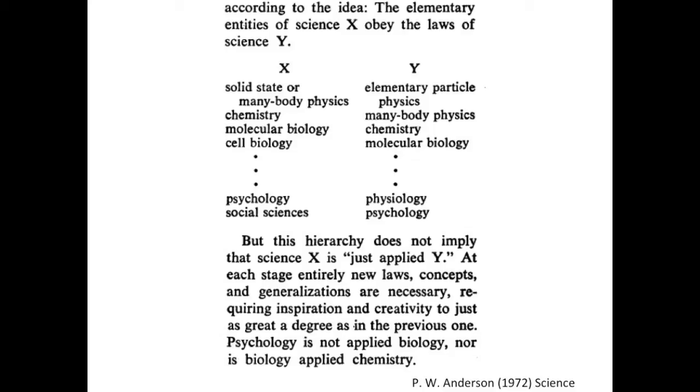So each of these steps, what he writes is that the hierarchy does not imply that science X is just applied science Y. At each stage, we need entirely new laws, concepts and generalizations, and they require inspiration and creativity to just as great a degree as in the previous one. Psychology is not applied biology, nor is biology applied chemistry. And so what he's saying here is that just because you've understood something at one scientific level, it's going to require lots of additional understanding to bring that up to the next level. And that's exactly where mathematical modelling comes in.